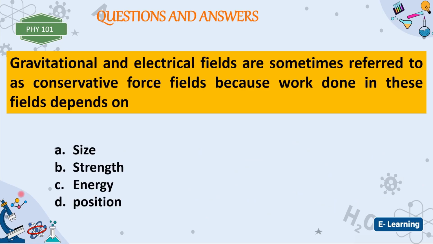Gravitational and electric fields are sometimes referred to as conservative force fields because work done in these fields depends on the position. Work done in a conservative field depends on the position and not on the path you take to get to that position. So if you have A and B, the work done from A to B depends on the position of A and the position of B, and not the path you took to get from A to B. Is that okay? That is what this means.